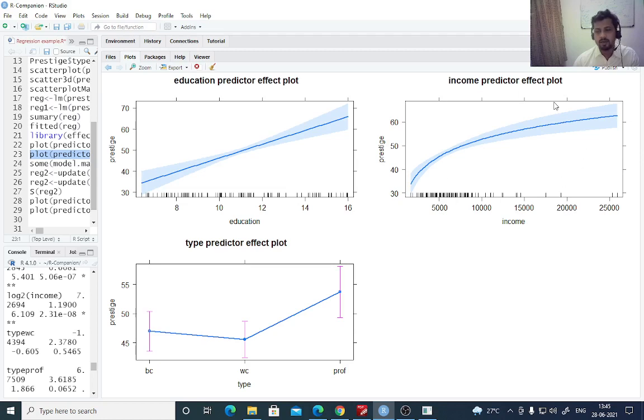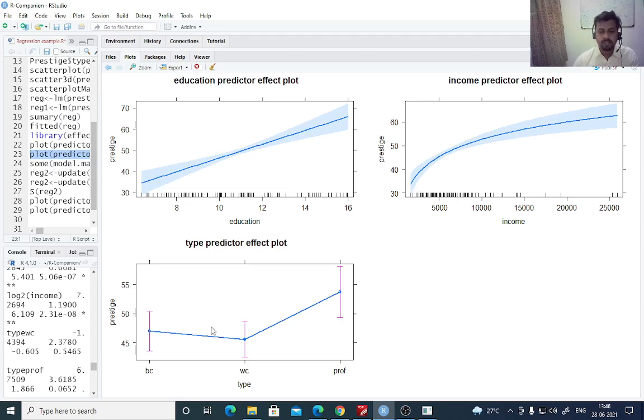Now the second graph is quite interesting, because your x variable in this case is income. It tells you that for income level greater than 10,000, or at this point, if I consider this as a break point, the average prestige value does not increase, or it flattens out for larger values of income. And for smaller values of income, there is a faster increase in the prestige point. This is how you should understand this predictor effect plot.